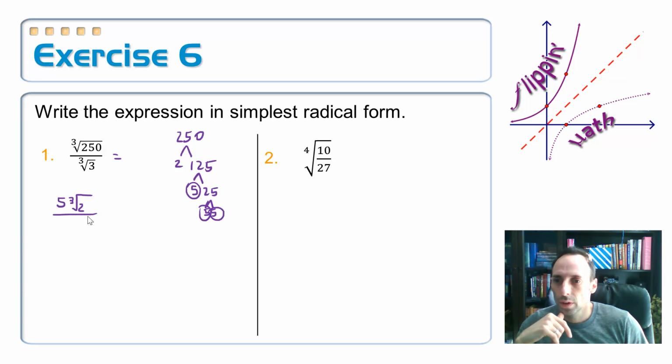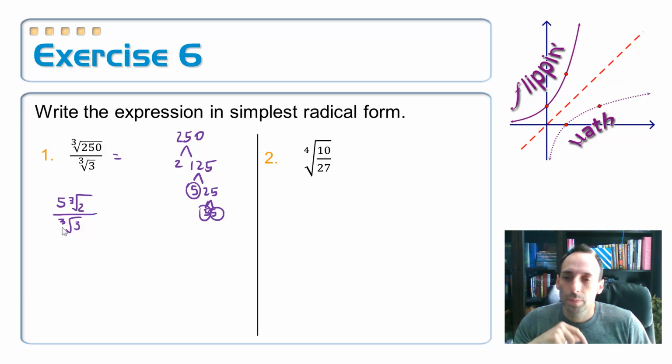A 2 over the cube root of 3. Okay, so I need to get rid of the cube root that's on the denominator. It's the 1/3 power, so I need to subtract that from 1, basically, and multiply this by the cube root of 3 squared. The cube root of 3 squared.